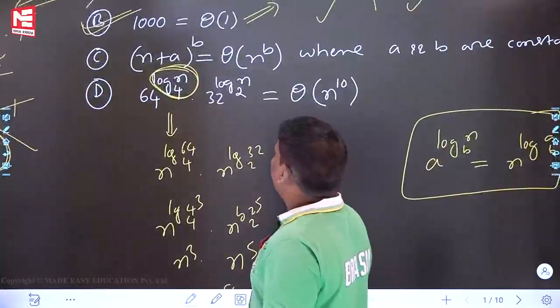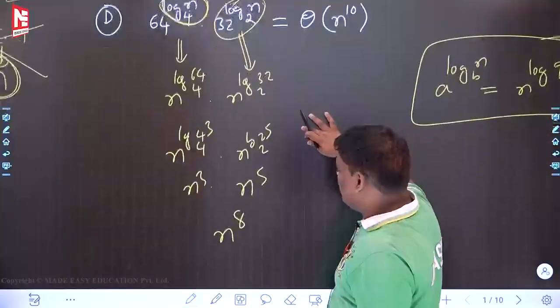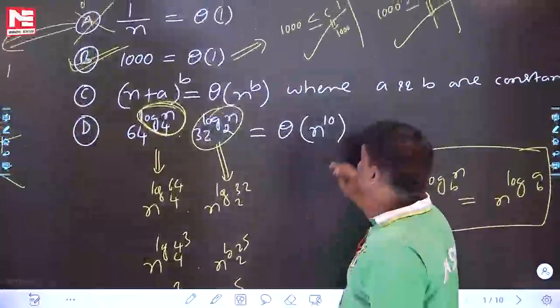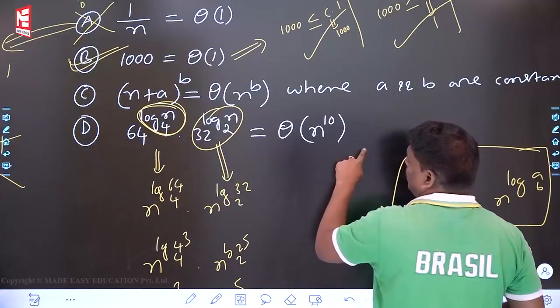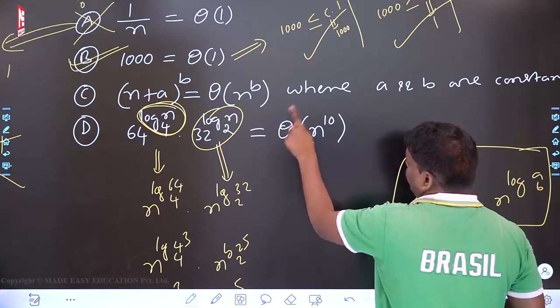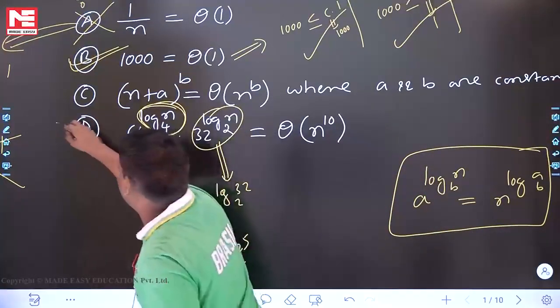So from the left side, what is the answer? N power 8 came. From the left side n power 8 came. Right side is theta of n power 10. Can you help me now? Left n power 8, right is n power 10. Big O possible. Small o also possible. Where is the chance of omega? Where is the chance of theta? What is the answer? Option D fail.